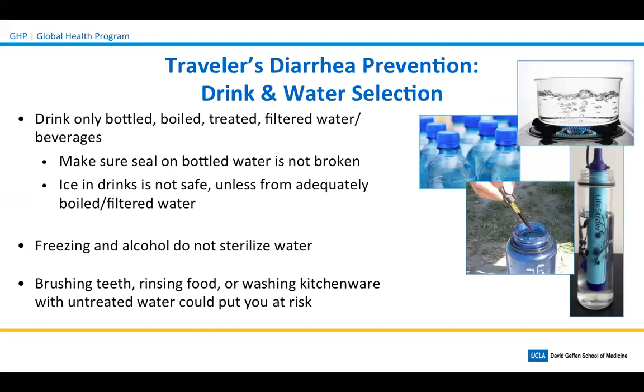In terms of prevention, drink and water selection is key. Drink only bottled, boiled, treated, filtered water and beverages. Make sure that there's a seal on the bottle and that it has not been broken. Ice in drinks is not safe unless you know that it's from adequately boiled or filtered water. Keep in mind that freezing and alcohol do not sterilize water.